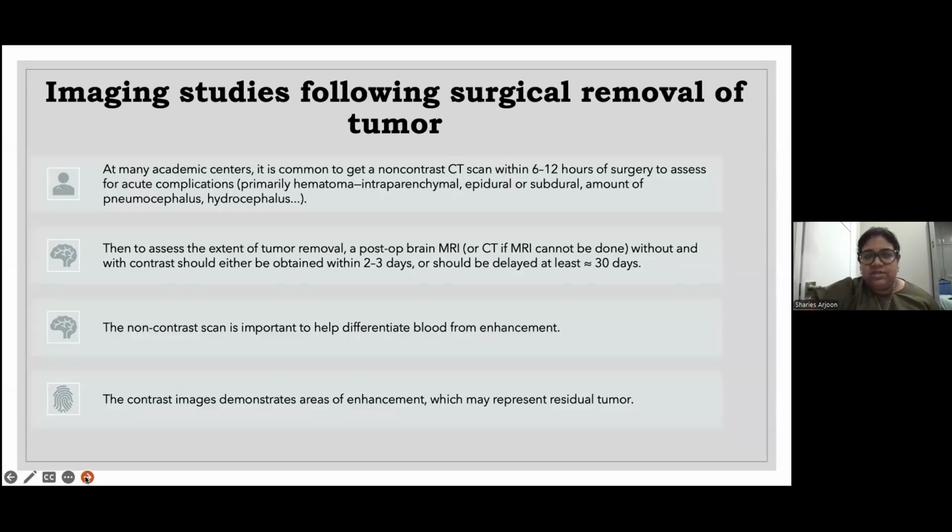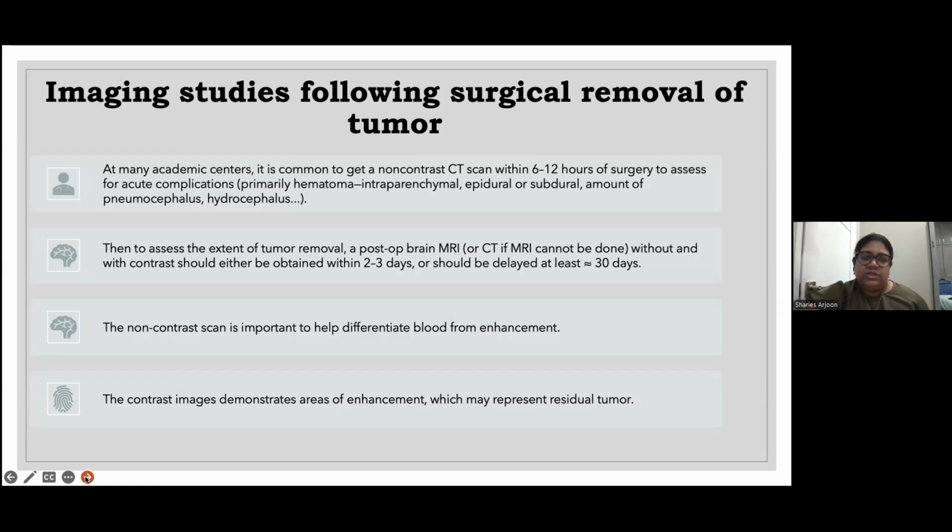So, imaging studies following surgical removal of tumors. At many academic centers, it is common to get a non-contrast scan within 6 to 12 hours of surgery to assess for acute complications. These are primarily hematomas, intraparenchymal, epidural, or subdural, or the amount of pneumocephalus or hydrocephalus. Then, to assess the extent of tumor removal, a post-op MRI brain, or CT if MRI cannot be done, with and without contrast should be obtained within 2 to 3 days, or should be delayed at least 30 days if that window period is missed.